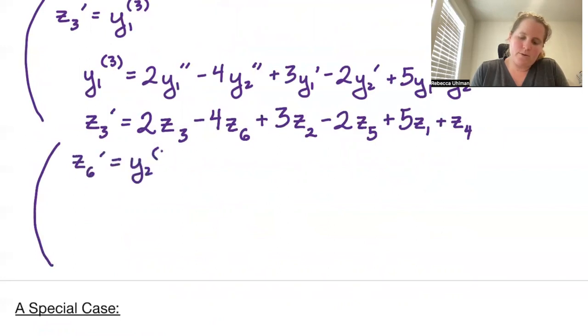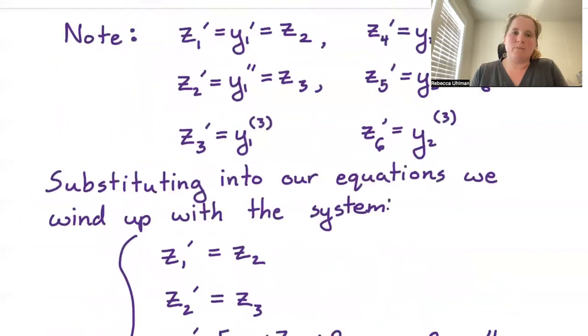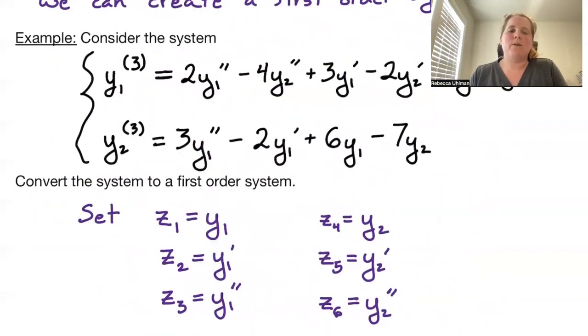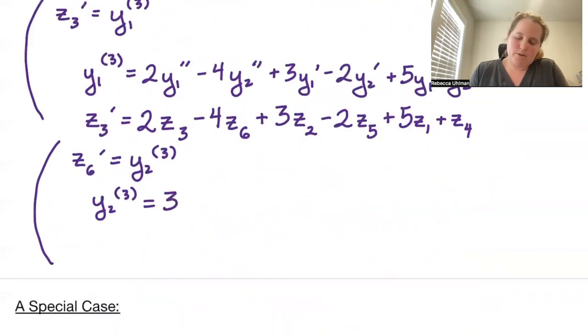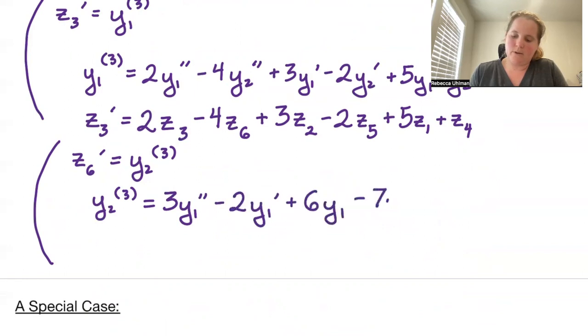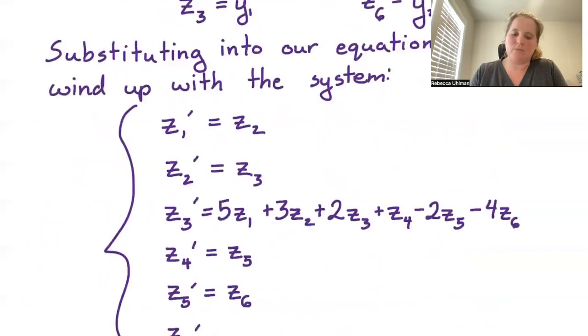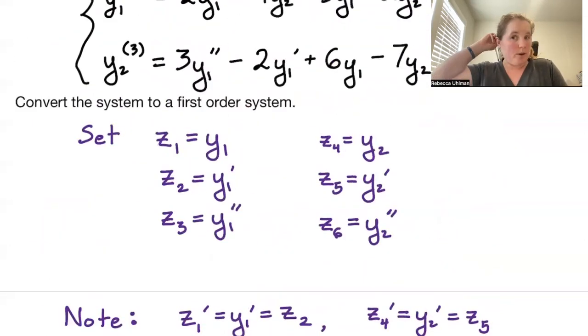Z6 prime was just the third derivative of y2, and we had an equation for that. The third derivative of y2 was equal to, I apologize for the scrolling, 3y1 double prime minus 2y1 prime plus 6y1 minus 7y2. If I remember correctly, I'm just going to check one more time. 3y1 double prime minus 2y1 prime plus 6y1 minus 7y2.